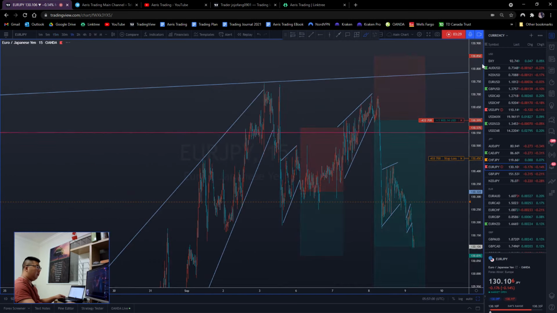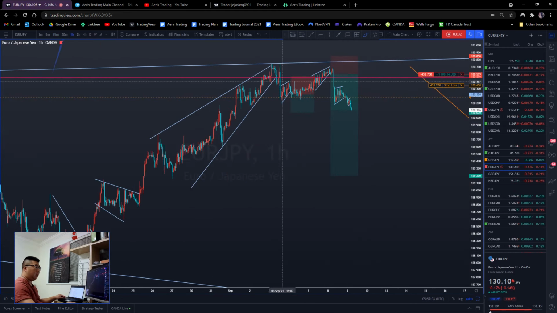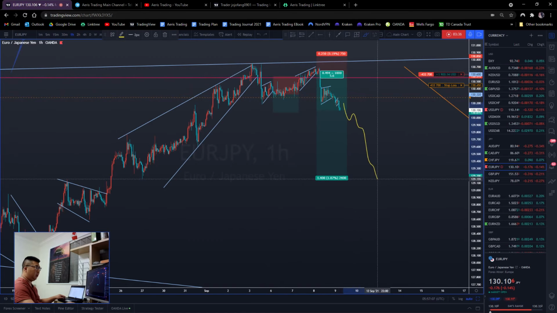So basically, what I see now from the price is that price has already kind of completed this M style pattern and it's impulsing down, so there's higher probability we're just going to continue down.